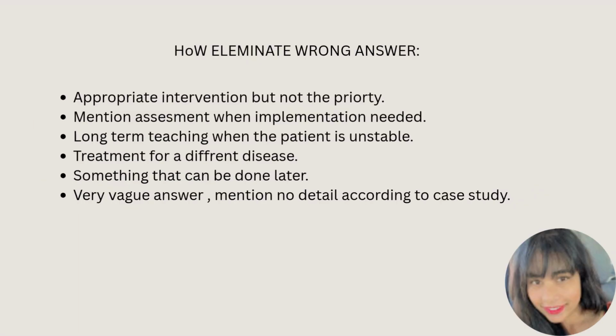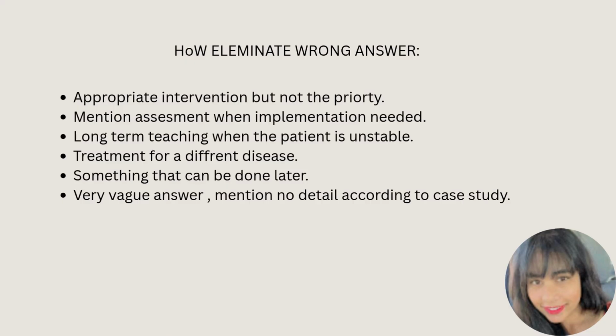Now let's see how to eliminate a wrong answer. How do we know that this could be the wrong answer? So this is the list that I made of things that can be used as a distractor, which I usually use whenever I do practice questions. So first is appropriate intervention, but not the priority. If you set your priority and you feel like you are stuck with two answers, just pick the priority, not only the intervention, but also the priority.